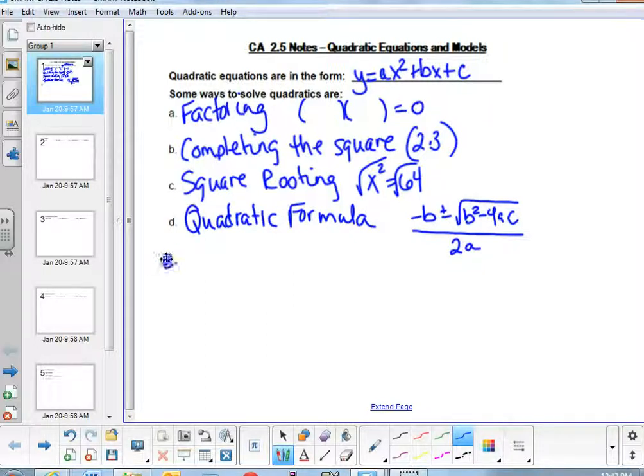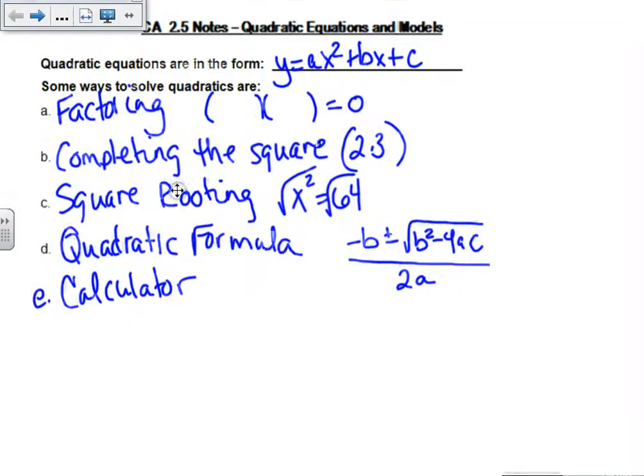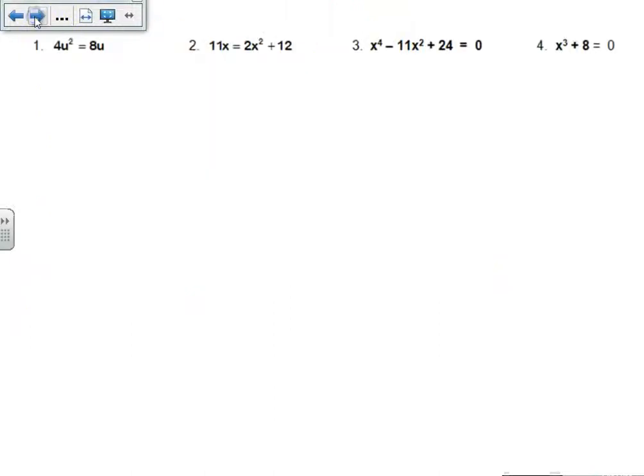And I'm going to add a fifth method here, and that's our graphing calculator. Some of our quadratic applications are so disgusting that the thought of solving them by hand is really not a good use of our time. So I'm going to show you what to do when you need to look on the graphing calculator.